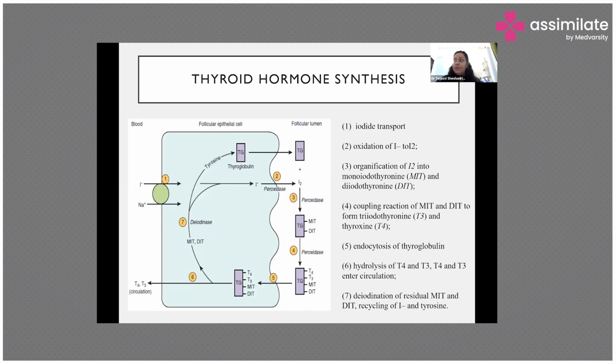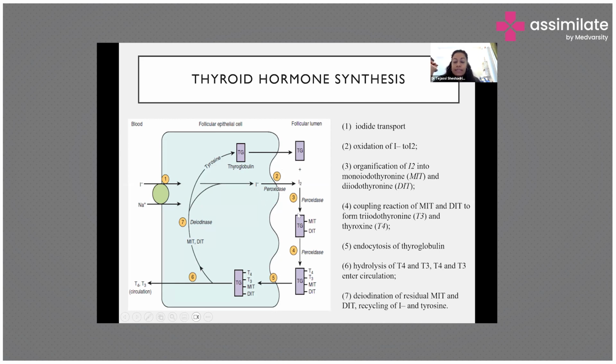So coming to a bit about the thyroid hormone synthesis. In this picture on the left-hand side, you can see the entire thyroid hormone synthesis. So how is it synthesized? For thyroid hormone synthesis, we need iodine. Iodine is very important. Iodine enters through the sodium iodide symporter. This is part one. Once the iodine enters, iodide gets oxidized along with tyrosine, with the help of hydrogen peroxide.